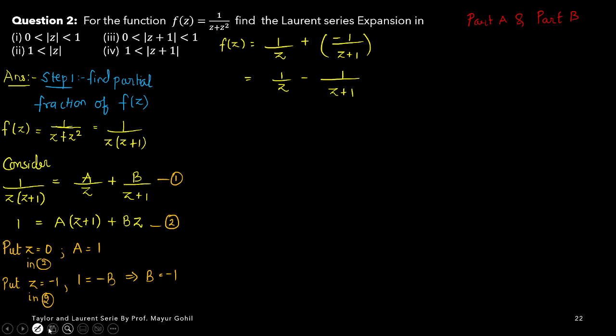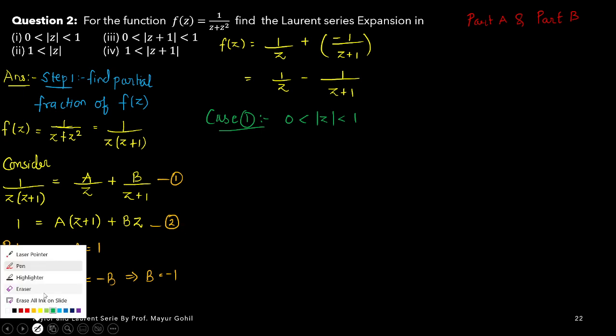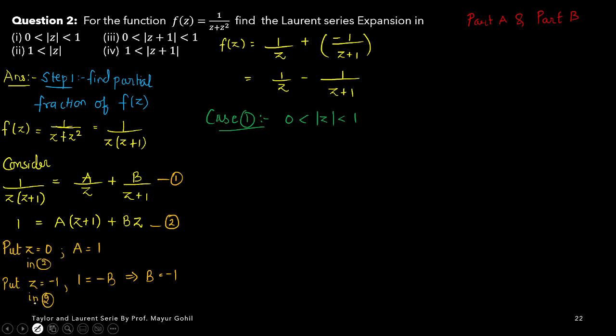We will see the first case. Let's go for the first case. Case number 1 is 0 is less than mod z less than 1. I'll call the equation in which we got our partial fraction as equation 3.